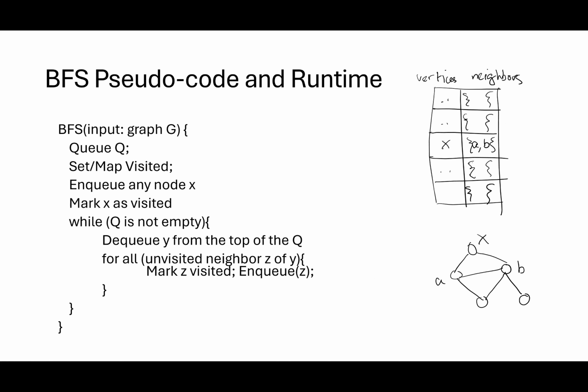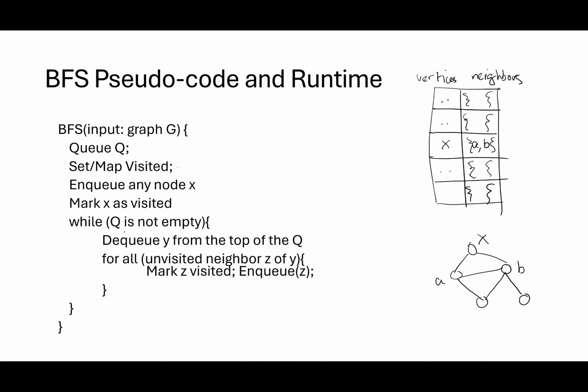Okay, so what is the runtime of the BFS algorithm on a graph? So this is the pseudocode for BFS. You see, initially we initiate a queue, right? And then we have a visited set or map. So we start with enqueuing any node X and mark that node X as visited. By marking X visited, we mean adding X to the visited set or map.